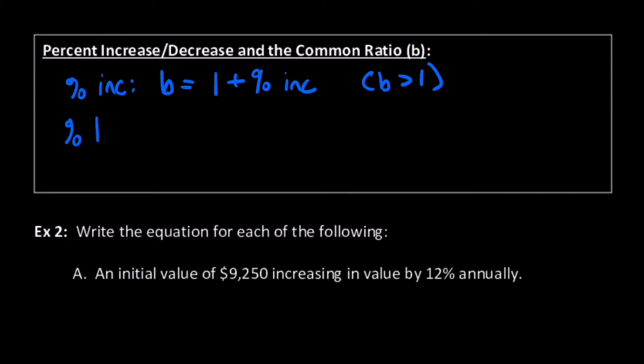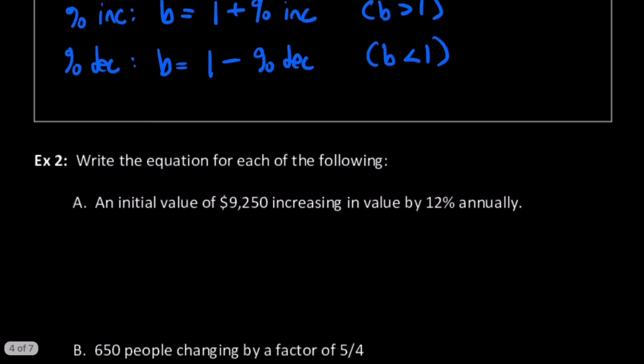A percent decrease, B equals 1 minus the percent decrease. So in that case, B will be less than 1. You are decaying if your growth factor is less than 1. It becomes a decay factor, if you will, because you're multiplying by a number less than 1, so you shrink, you get smaller. Okay, so let's just apply that, write some equations here.